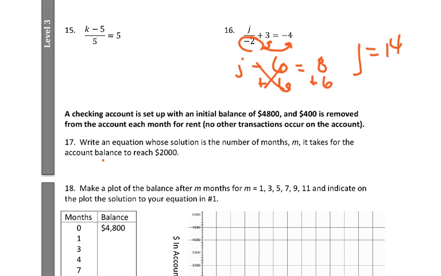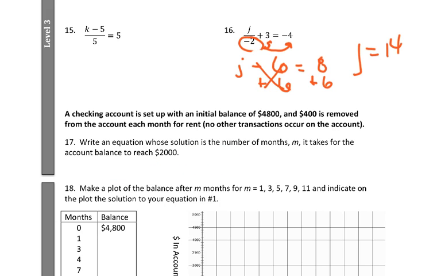Well, for starters, we know that there's $4,800 in the account now. And we're going to subtract $400, and it says every month. So to me, when it says every month, that's saying, hey, we need to multiply that by the number of months, M. Because if, for example, let's say that it had been 2 months. Well, if we wanted to figure out how much money was in the account, we would do $4,800 minus 400 2 times, which would be minus 800 altogether.